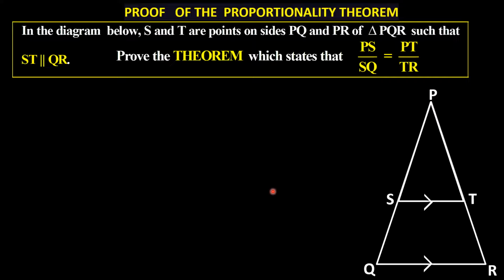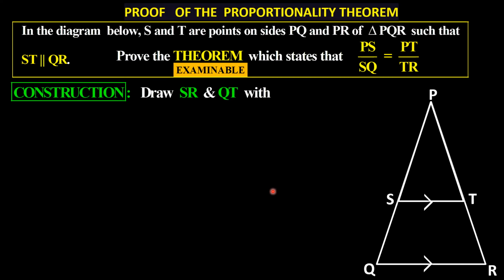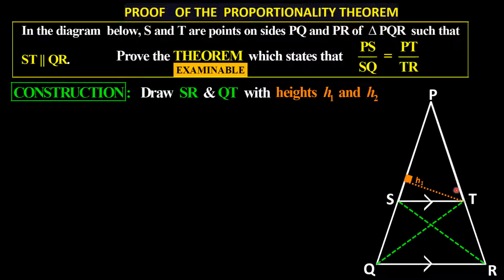Now, the proof of this theorem is examinable for grade 12 in CAPS. To be able to do this, we need a construction to assist us with the proof. So our construction is we draw SR and we join QT. Now, we also need to put in the height H1. And we can see this H1 is the height of triangle PST, and at the same time the height of triangle PQT, and at the same time the height of triangle QST.